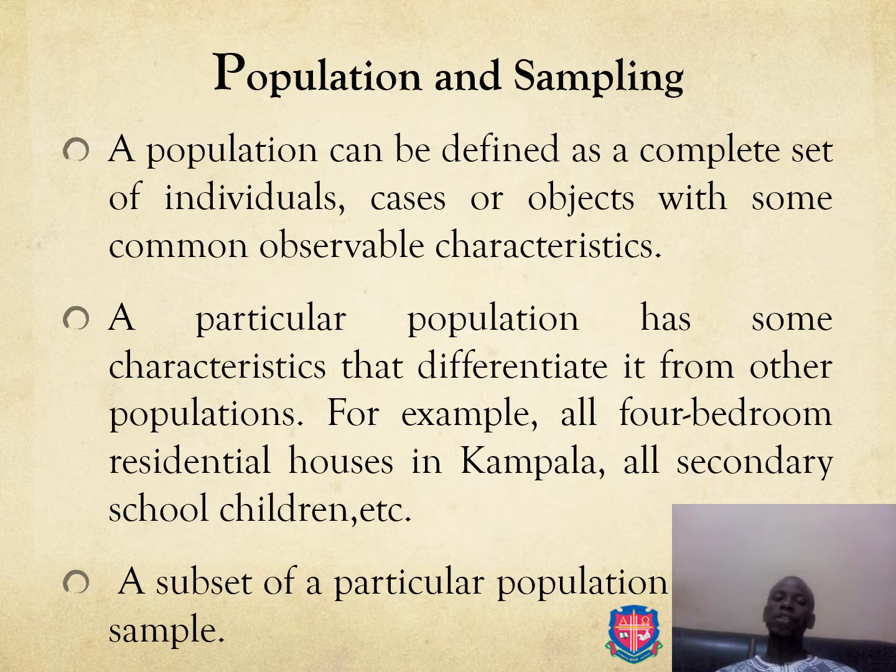We're saying a population is a complete set of individual cases or objects with some common observable characteristics. It's a complete set of elements which have something in common, a part of which is what we call a sample. A sample is just a part of a population.